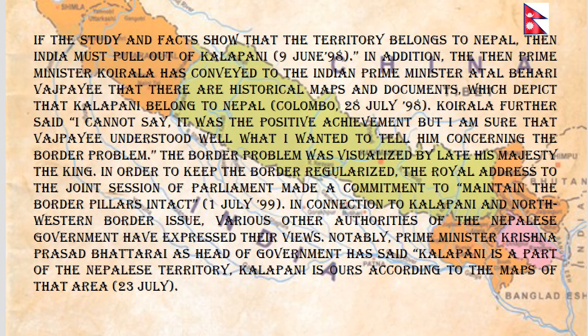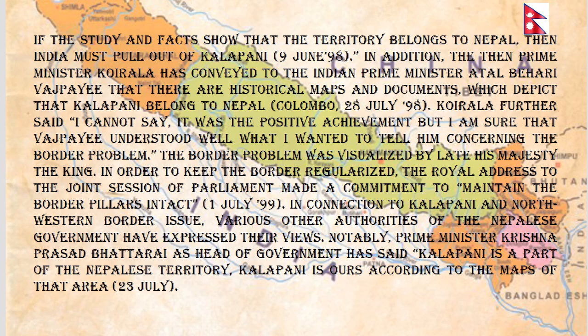"If the study and facts show that the territory belongs to Nepal, then India must pull out of Kalapani." 9 June 98. In addition, the then Prime Minister Koirala conveyed to Indian Prime Minister Atal Bihari Vajpayee that there are historical maps and documents which depict that Kalapani belonged to Nepal. Colombo, July 28, 98. Koirala further said, "I cannot say it was a positive achievement, but I am sure that Vajpayee understood well what I wanted to tell him concerning the border problem."